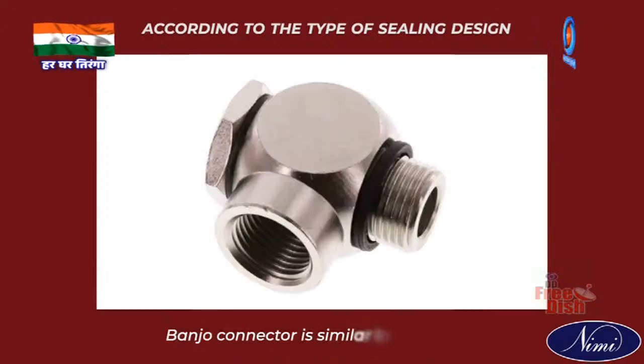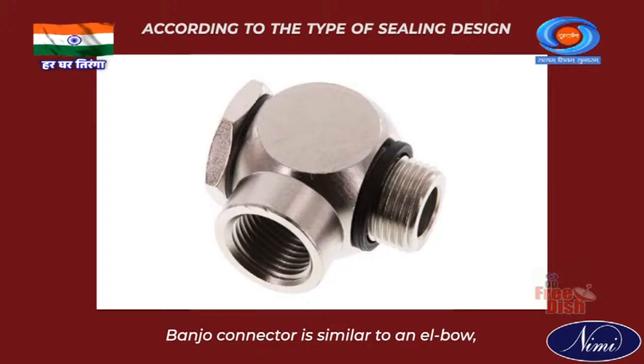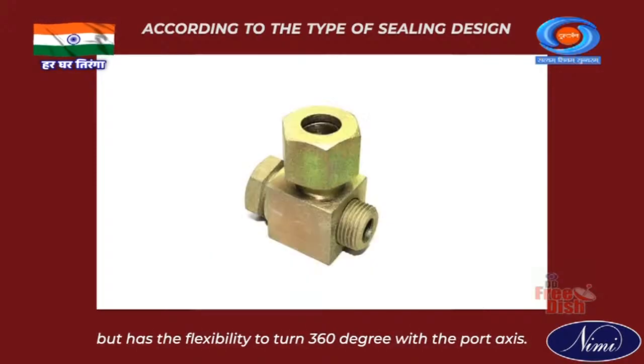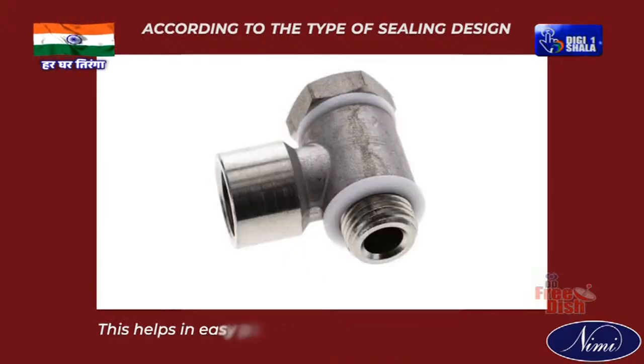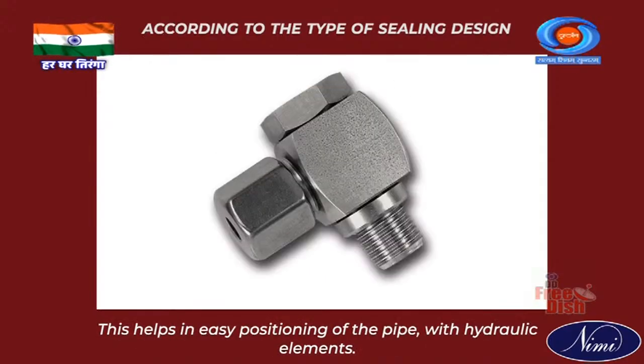Banjo connector. A banjo connector is similar to an elbow but has the flexibility to turn 360 degrees with the port axis. This helps in easy positioning of the pipe with hydraulic elements.